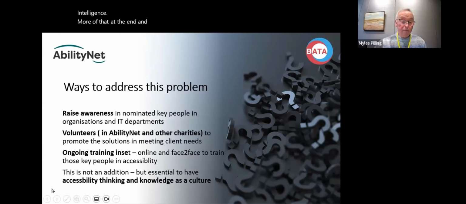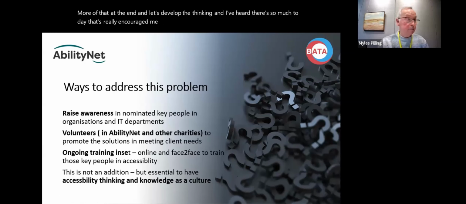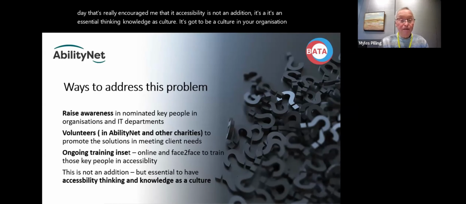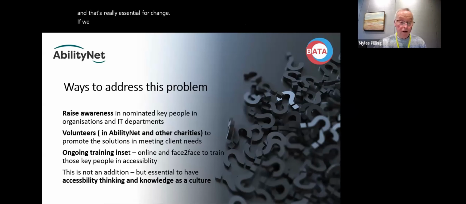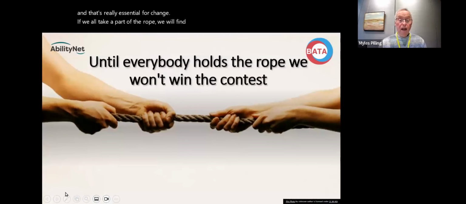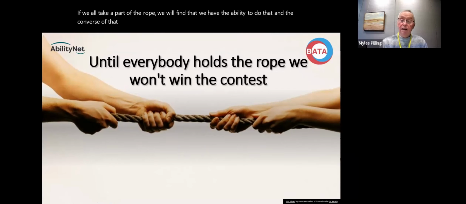And let's develop the thinking. I've heard this so much today, and it's really encouraged me, that accessibility is not an addition. It's essential thinking and knowledge as culture. It's got to be a culture in your organization, and you are the motivators and the key people because you're showing interest in this. And that's really essential for change. If we all take a part of the rope, we will find that we have the ability to do that. And the converse of that, until every one of us takes a bit of this, we won't win the contest.